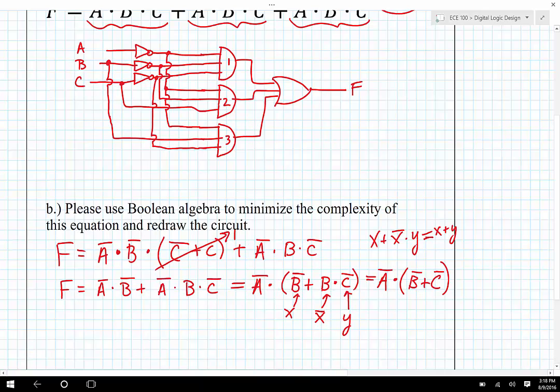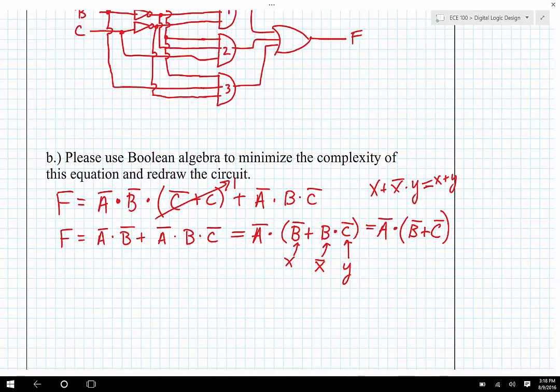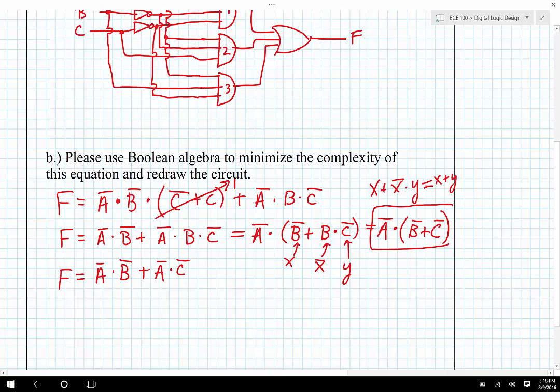So that step is a little bit hard there, but what I would recommend is try to identify the thing that is X, the thing that is X bar, and the thing that is Y. Now I'm going to go ahead and distribute the A bar and give me one last form of this equation. I have not A and not B, or not A and not C. So I can implement either of two forms. I can implement this one, or I can implement this one.